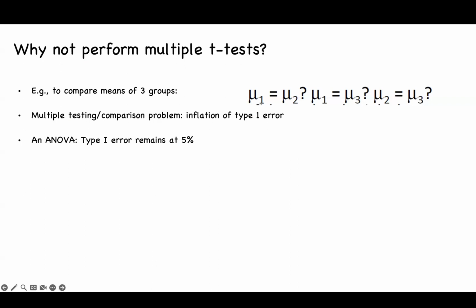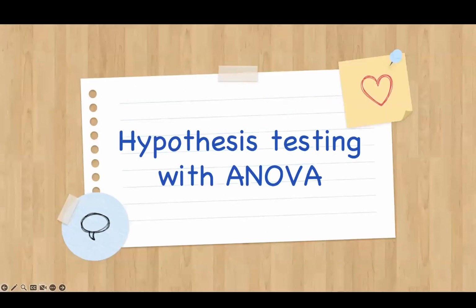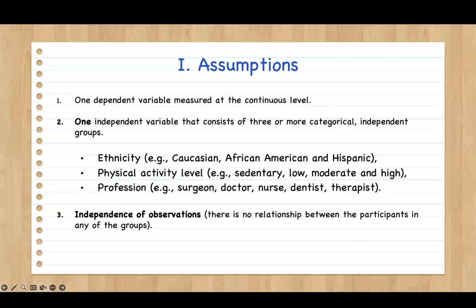Besides, running multiple t-tests on all group means leads to an unacceptable increase in the type 1 error rate, which leads to incorrectly rejecting your null hypothesis. We are still going through the hypothesis testing, but because you are familiar with this from the chi-square test and t-test, I will go through it quickly.